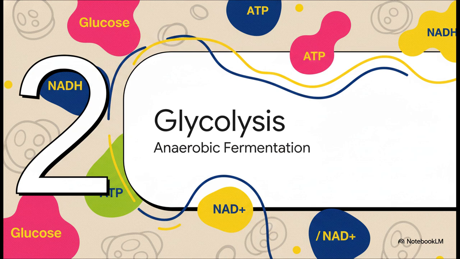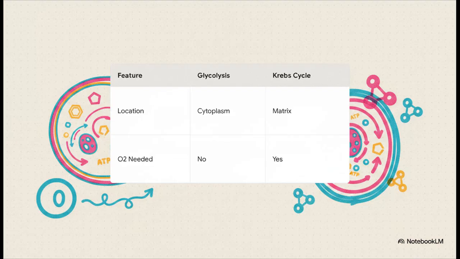glycolysis and anaerobic fermentation. Now we're going to follow our glucose protagonist right into the cellular cytoplasm to begin this stepwise breakdown process. Before we get lost in the pathways, let's orient ourselves. You'll want to burn these stark contrasts into your memory. It's a super common exam comparison.